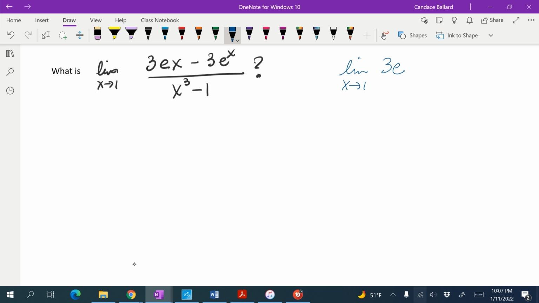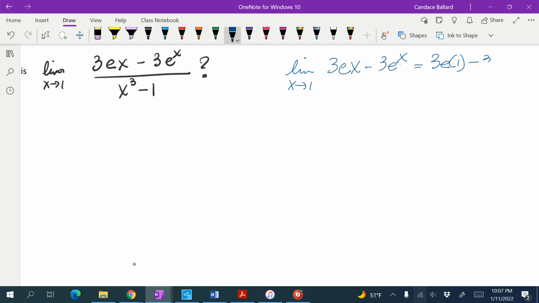So 3ex minus 3e^x. When I substitute in the 1, I get 3e times 1 minus 3e to the first. If I simplify that, it looks like I've got 3e minus 3e, which is in fact 0. So my numerator is 0. Let's look at the denominator.